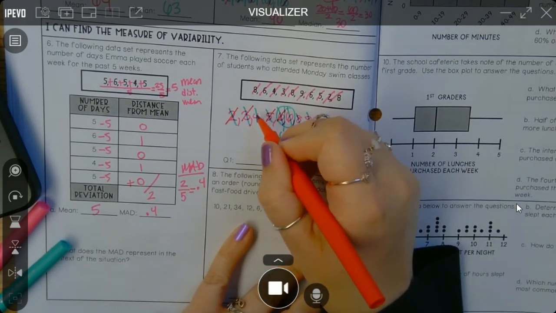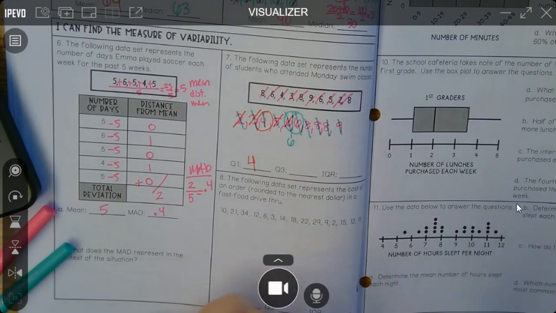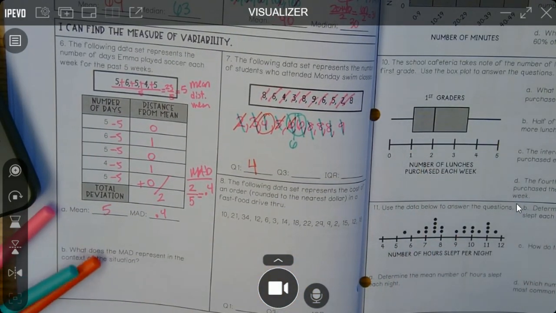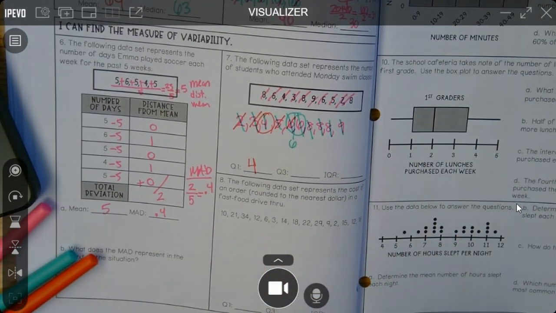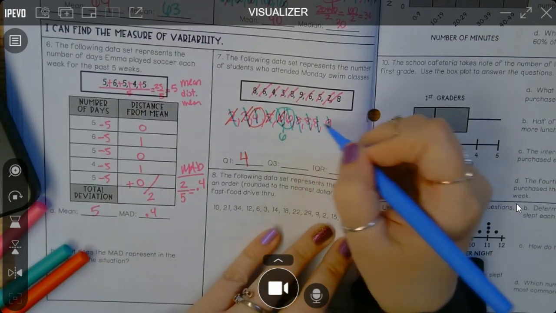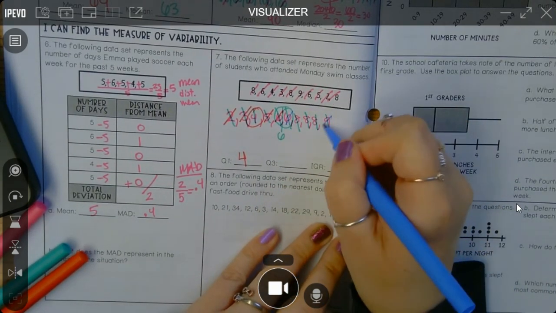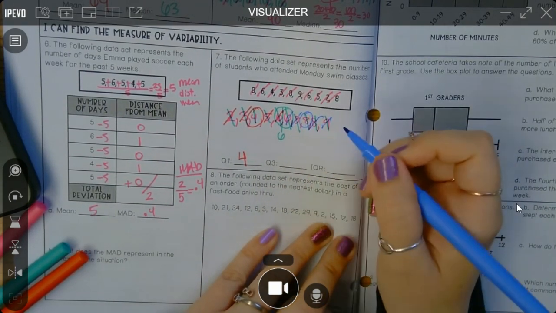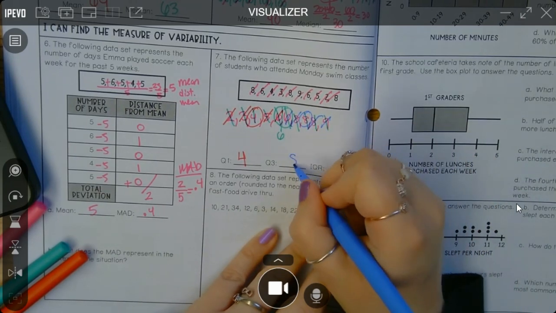So beginning, end, and my Q1 is 4. Okay, and then when I look at the top section, again, this 6 right here on this side is part of the upper half. So beginning, end, the median of that upper half is 8.